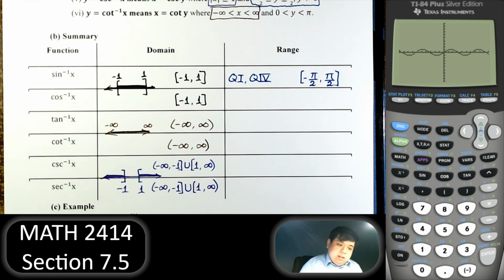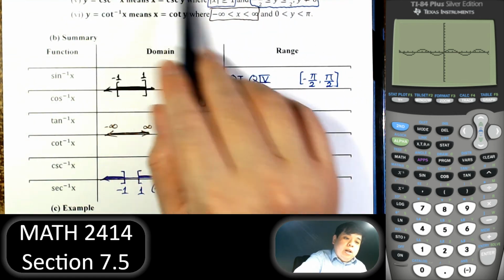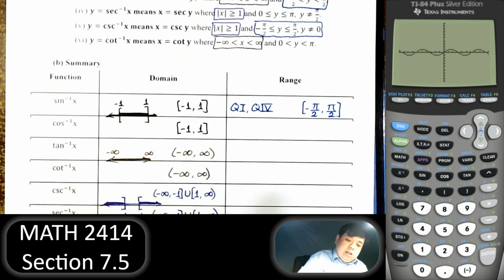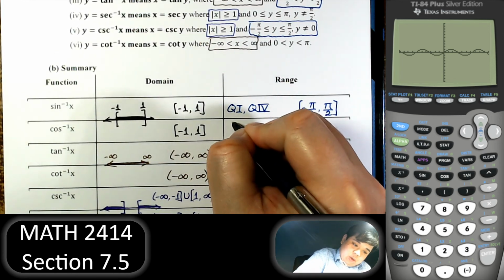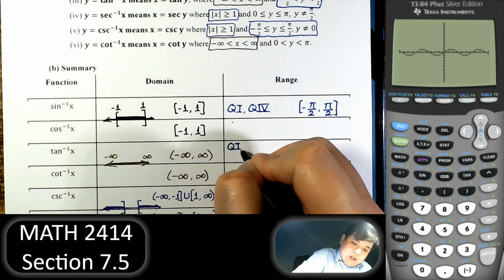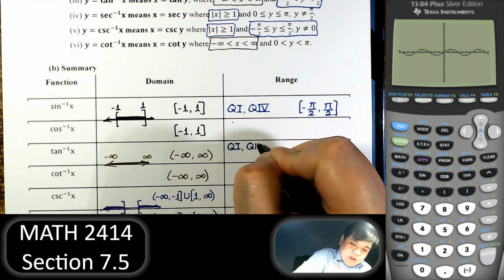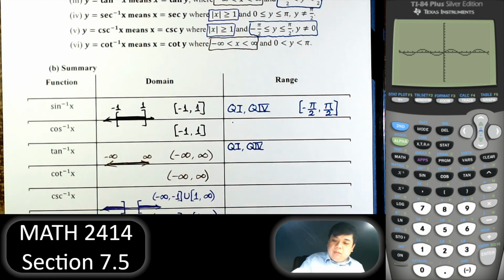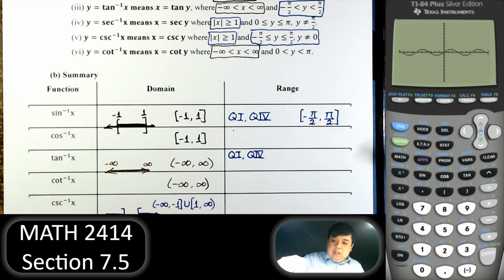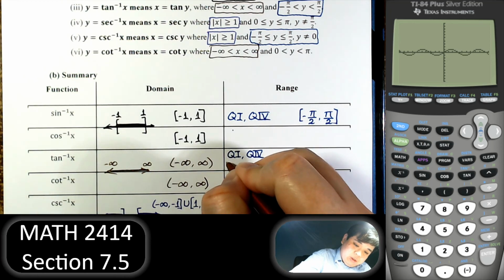Next, tangent inverse is also between negative pi over 2 and pi over 2, but we do not have the equal sign. So it is also in quadrant 1 and quadrant 4, but again, there's no equal sign here. So we have that, but no boundaries, no endpoints.